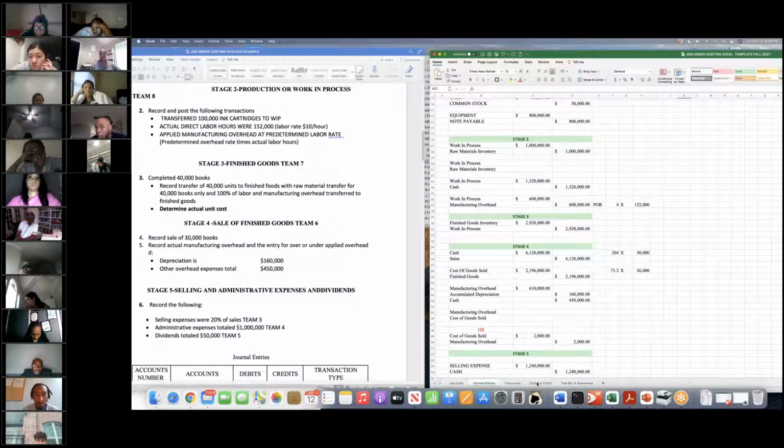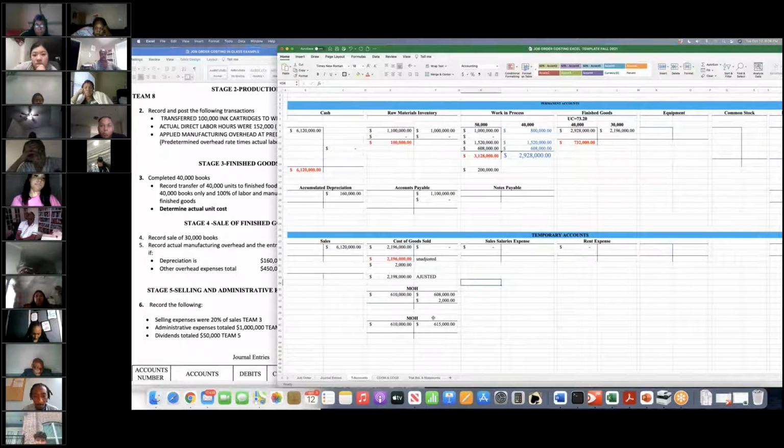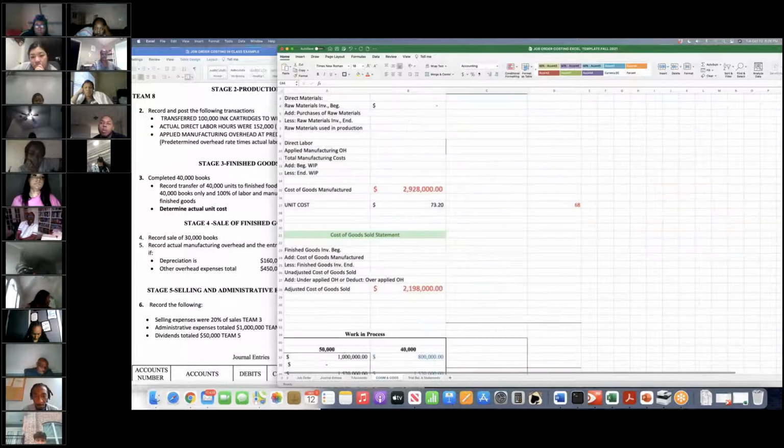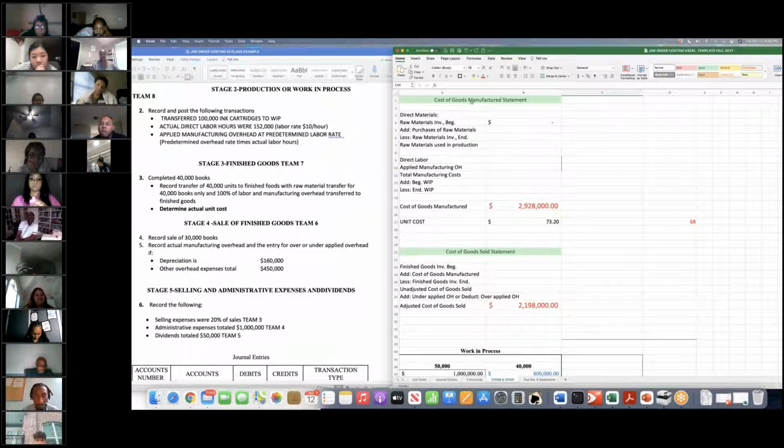Next, we've got to prepare financial statements. So going from the T accounts, we would go to the trial balance and prepare these financial statements. We've got 2 statements to prepare: cost of goods manufactured, cost of goods sold. And you will note I already got the answers in. Why do I already have these answers in, Dominique? Because you put them there as soon as you got them off of your journal entry or your T account.